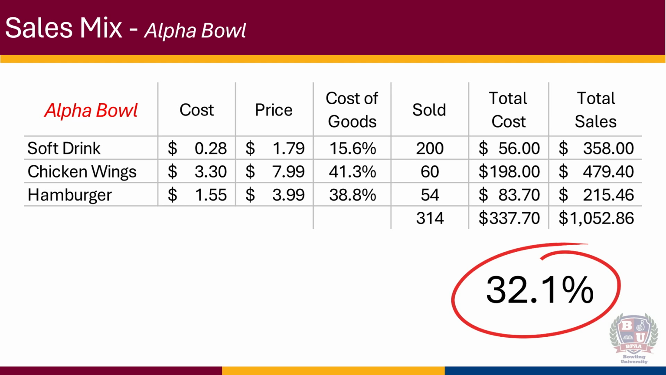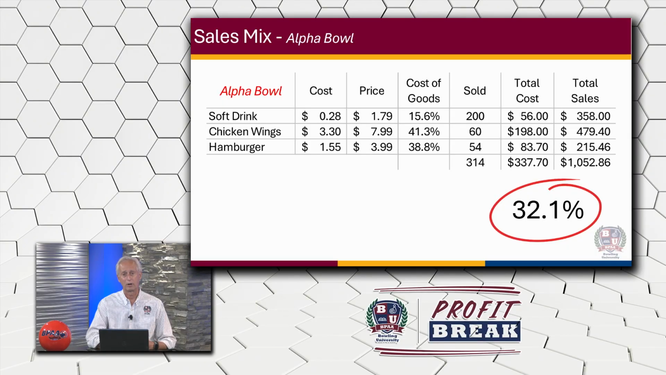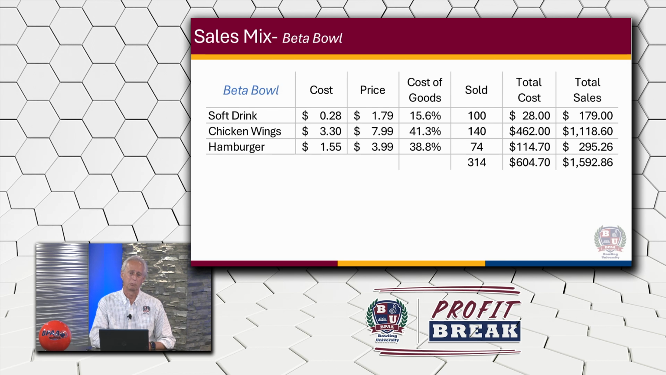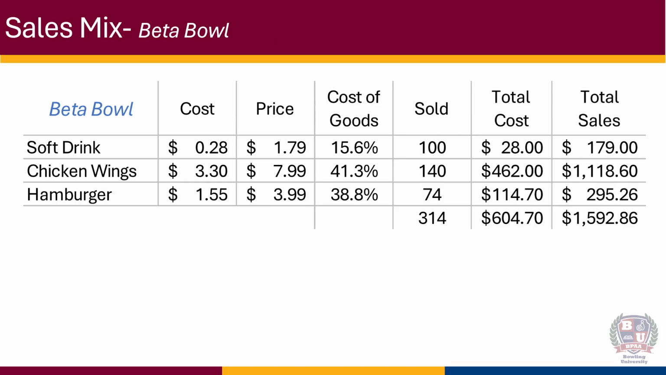So you know what? If my goal was 32, I'm right on target. I'm feeling pretty good about that. Okay, but let's look at that if we switch it up a little bit. And let's just say we don't sell as many soft drinks. We're selling a lot of the higher cost items.